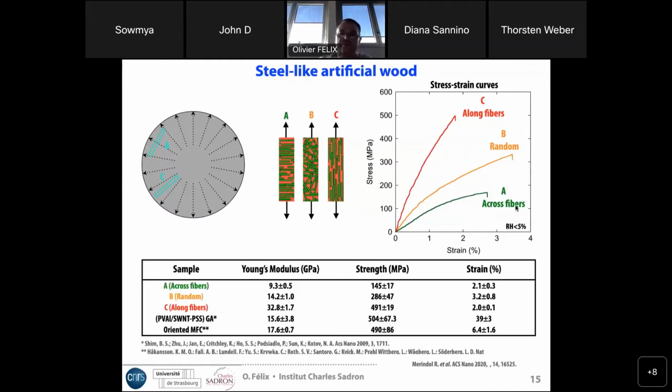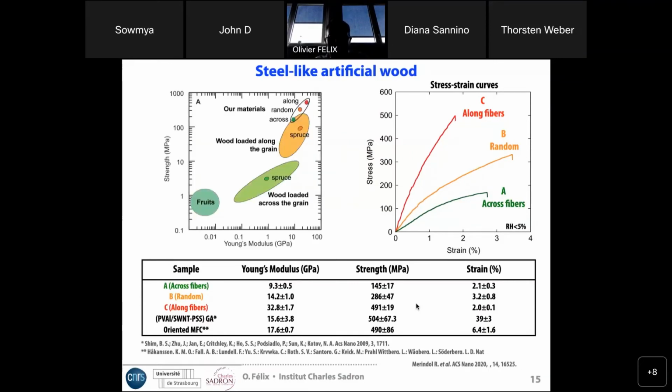Now, if you compare this with other nanostructured films that were prepared by LBL assembly, you will see that it's among the best films in this field. You can also compare this result with spruce, which is the tree from which the nanofibrils were extracted, and you can see that our films are stronger than the spruce from the wood where these nanoparticles were extracted.